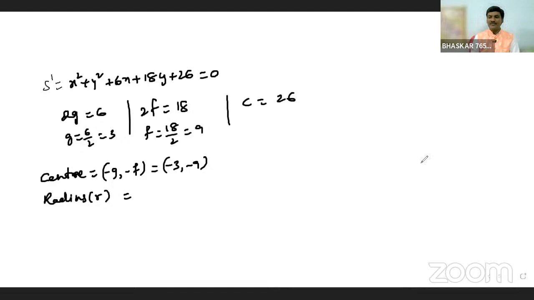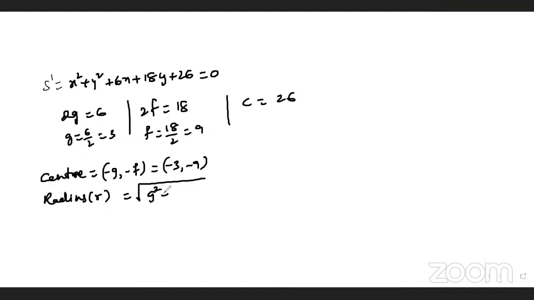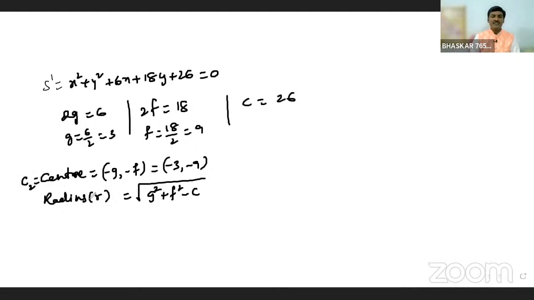Radius formula. Under root of, what is the formula? Root of g square plus f square minus c. Yes, this is the formula for finding the radius. Since it is the second circle, consider its center as C2 and the second radius, write it as R2. So substitute the values.